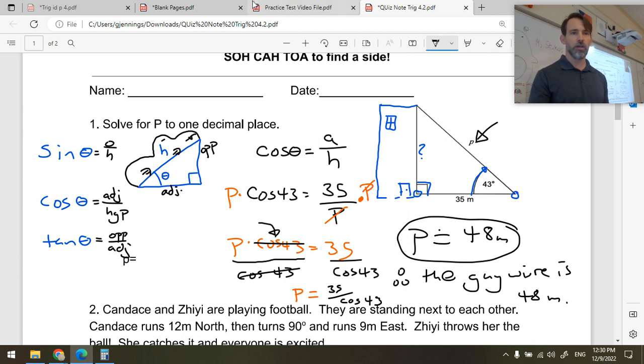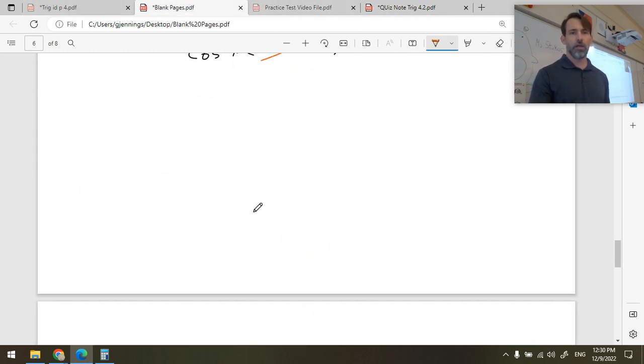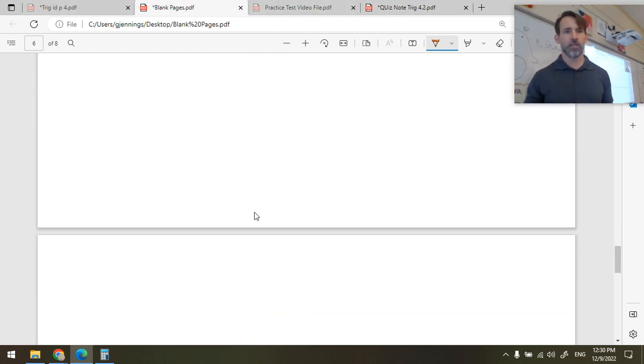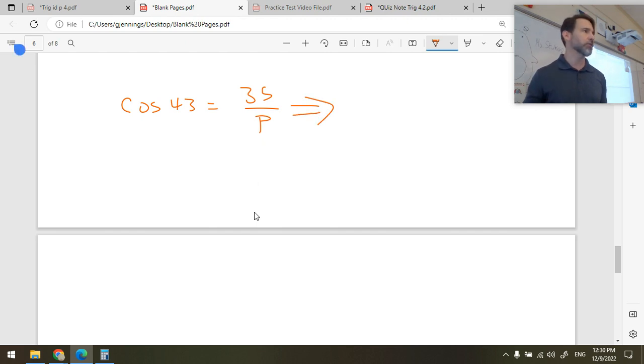So that's how we'd solve this type of problem. I promise you another way to solve them. Let me show you. If you have something like cosine 43 is equal to 35 over P, I would do it this way. I say, I don't like my unknowns on the bottom. I flip both sides of the equation. That's an inverse operation you're allowed to use. Just flip both sides of the equation. No problem.